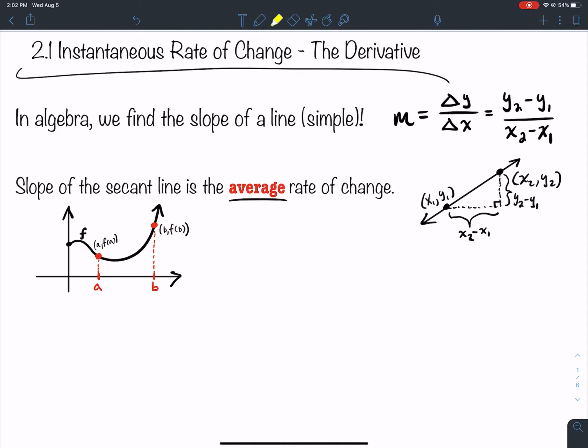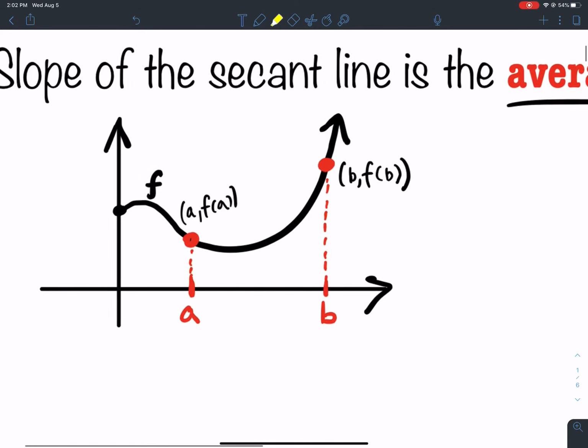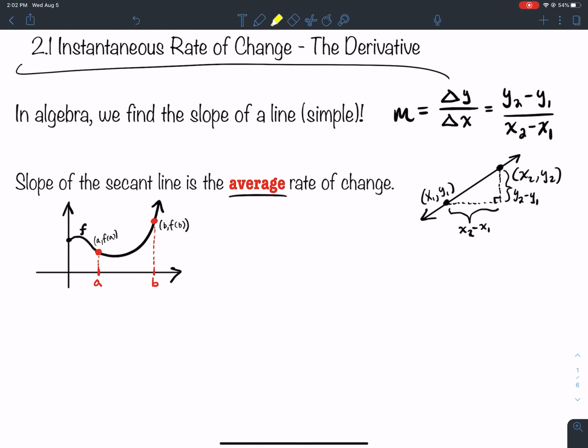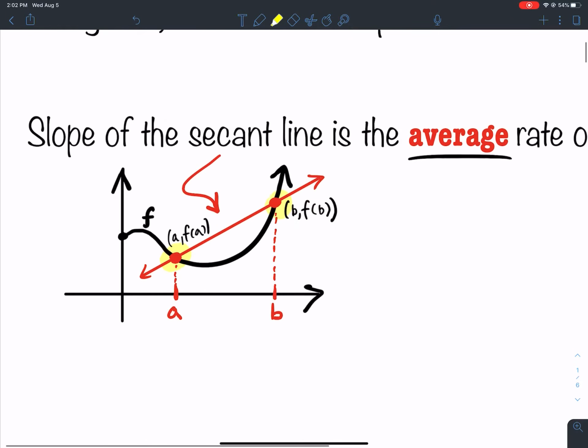Okay. So for these points on the graph, if I plug a into my function, I get f of a. If I plug in b, I get f of b. So what do I want to do? I want to find the slope of the line here. Why do I want to find the slope? That's going to represent the average rate of change. This line here is known as the secant line. This red line is a secant line. Okay, a secant line cuts through the graph in more than one place. You can see that it cuts the graph in 2 places here.